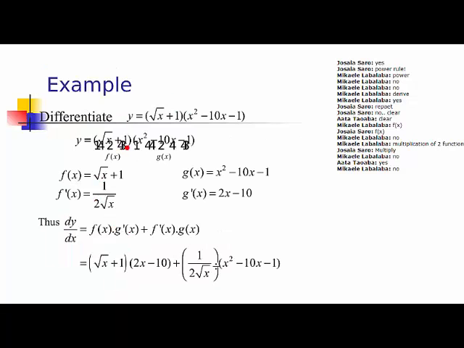Okay, but your question is this. Differentiate y is equal to root of x plus 1 into x squared minus 10x minus 1. So now in this case you have two different functions that are being multiplied. So which rule are we going to apply? Any idea, anyone? Since there are two functions being multiplied.